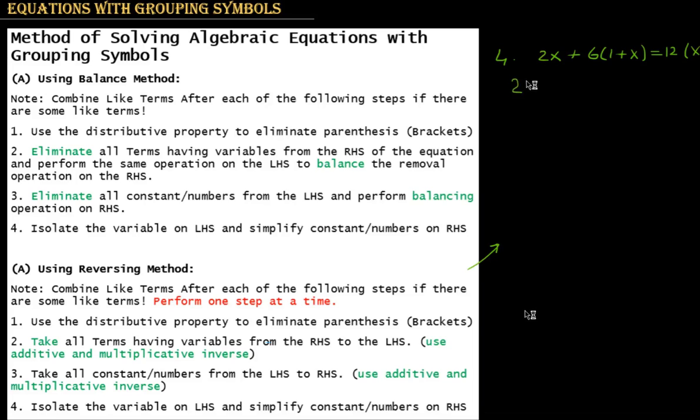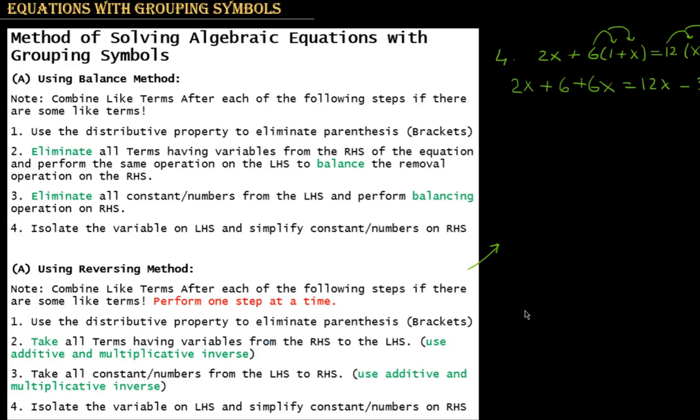So 2x plus 6 multiplied by 1 is 6. 6 multiplied by x is 6x, equals 12 multiplied by x is 12x, and 12 multiplied by minus 3 is minus 36 plus 14.